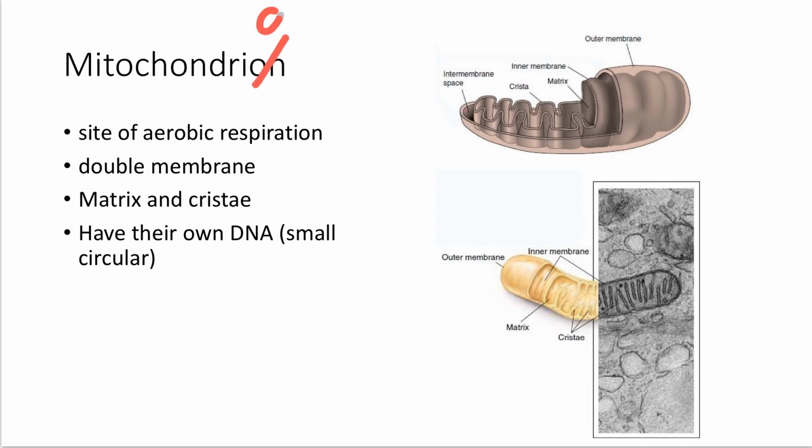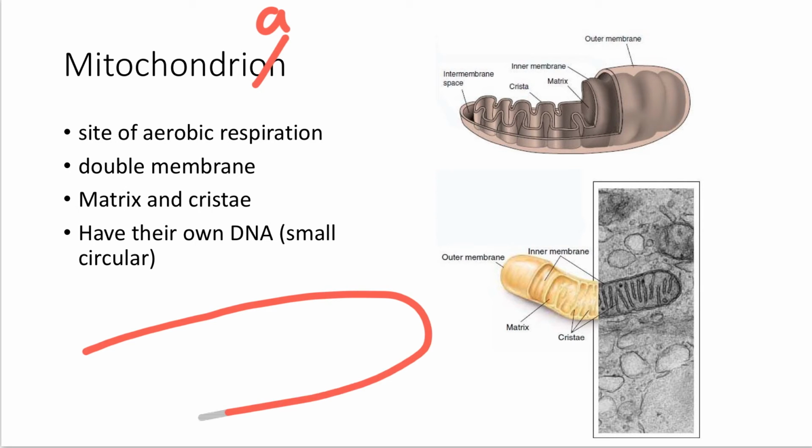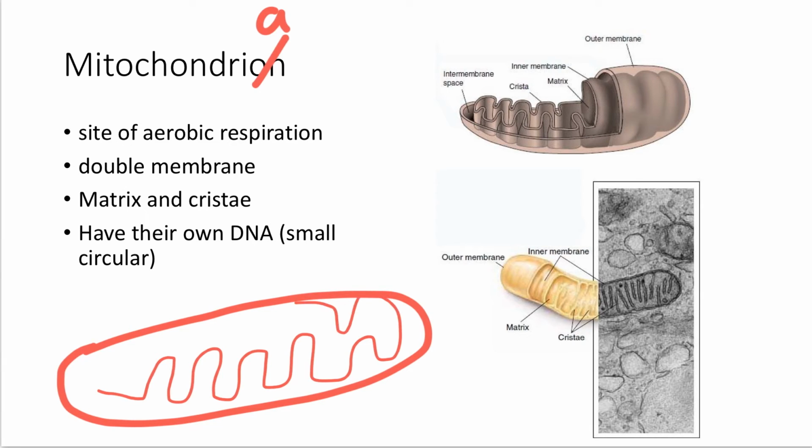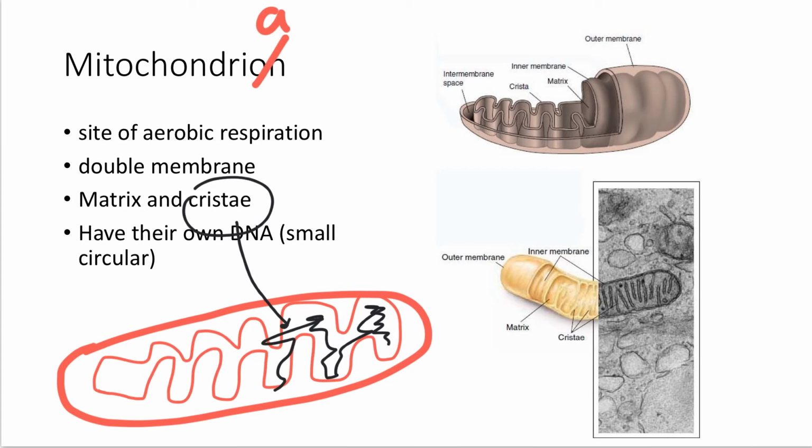Mitochondrion, or plural mitochondria, are the site of aerobic respiration in eukaryotic cells. Mitochondria also consist of a double membrane, a smooth and continuous outer membrane, and an inner membrane that makes foldings. So these foldings are to increase the surface area of the membrane, which basically holds enzymes for aerobic respiration. The inner membrane foldings are called the cristae, and the fluid is the matrix.